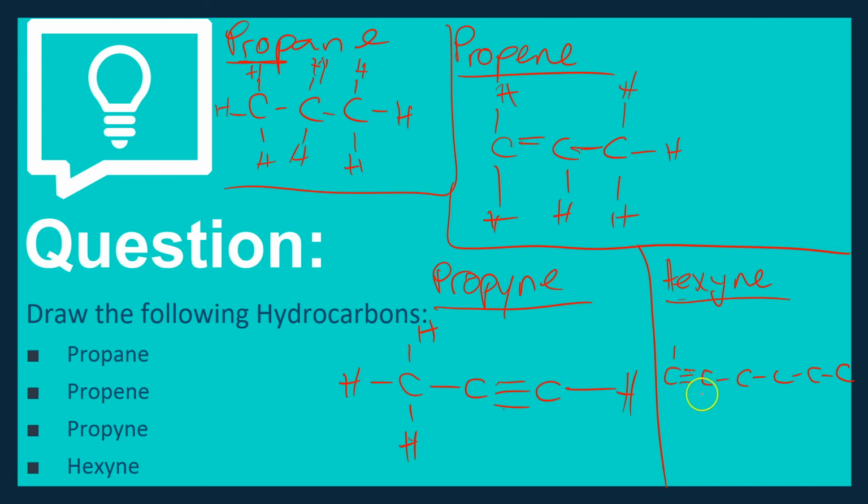This one here, number 2, already has 4 bonds, so it can't do any more. This one, number 3, has 1, 2, 3, 4 for that one. And for this one, 1, 2, 3, 4, and for our last one, it has 1, 2, 3, 4. We'll go in and fill in our hydrogens.